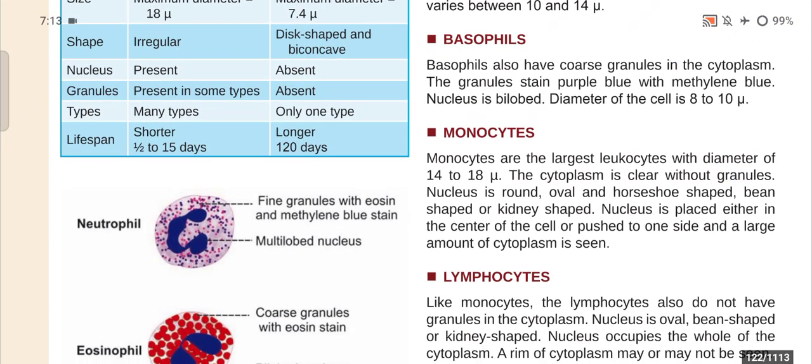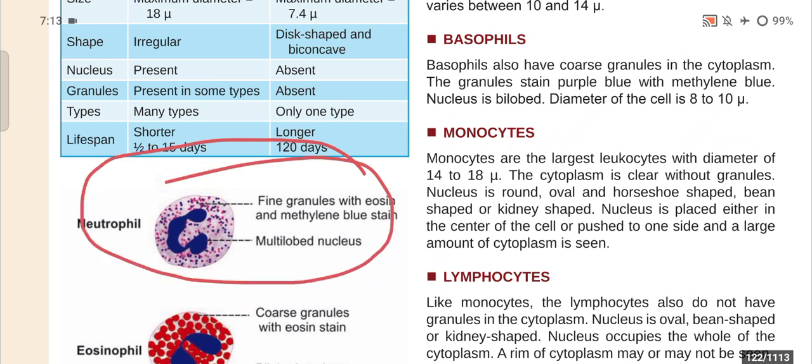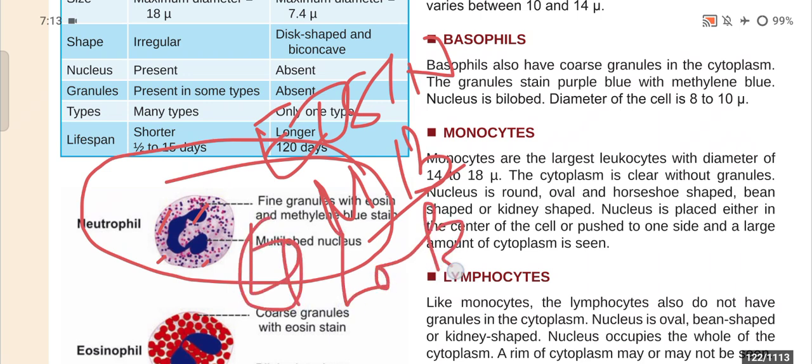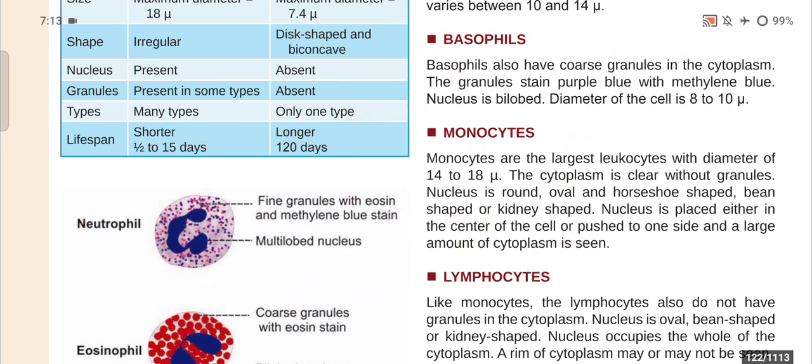This is the diagram of neutrophil. You can see the fine granules with eosin and methylene blue stain, and it has multi-lobes: 1, 2, 3, 4. Here are 4 lobes. You can see clearly in the diagram. So this is the diagram of the neutrophil, which takes both the acidic and basic stain.